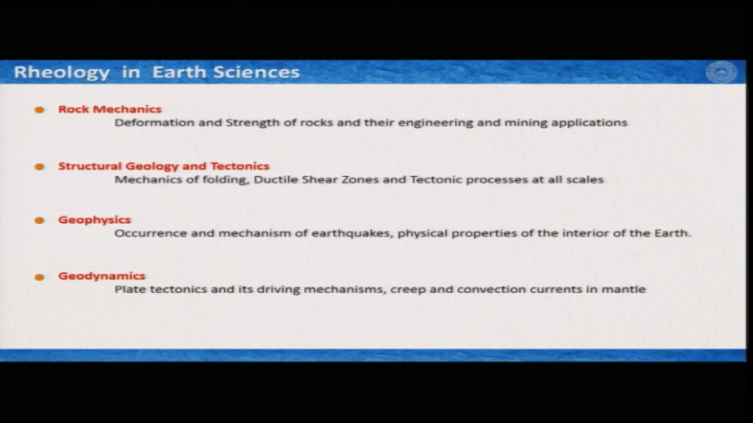In structural geology and tectonics, essentially we use rheology to better understand the mechanics of folding, ductile shear zones, and various tectonic processes at different scales. We consider rheology heavily when we try to understand the processes of solid earth geophysics, like the mechanism of earthquakes, physical properties of the interior of the earth, and so on, and of course geodynamics uses the applications of rheology heavily. So, plate tectonics, its driving mechanisms, creep and convection currents in the mantle, upwelling of plumes, and whatnot. All these things are being studied under the topic of rheology.